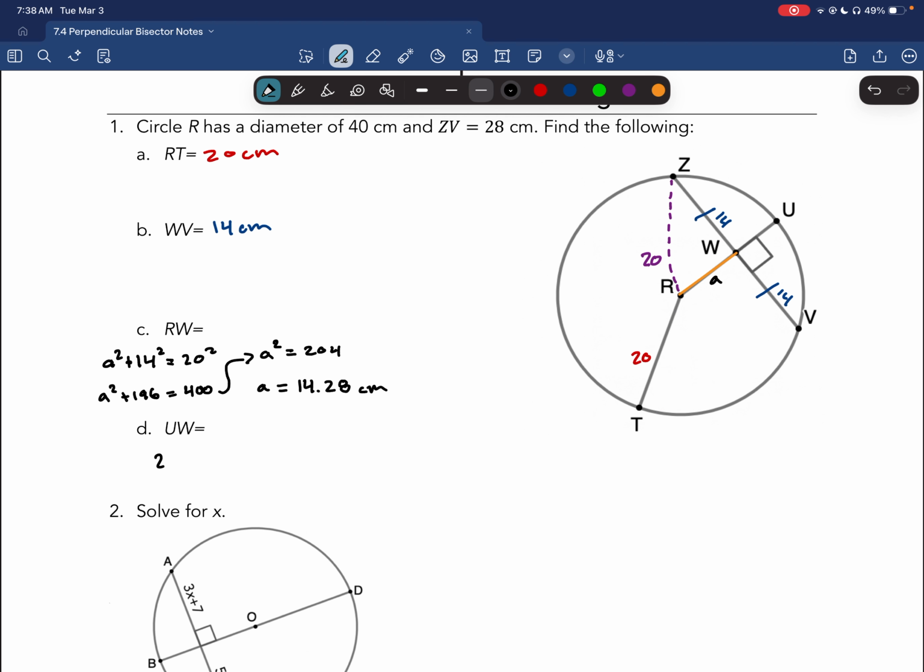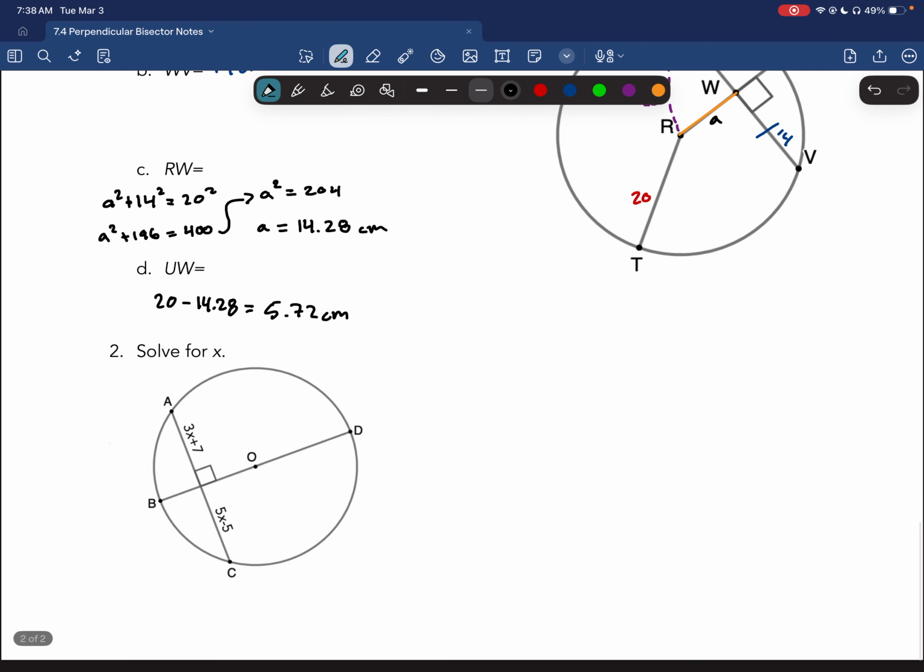So 20 subtract the 14.28 that we just found gives me that the distance between U and W is 5.72 centimeters. Okay. All right. Now question 2.